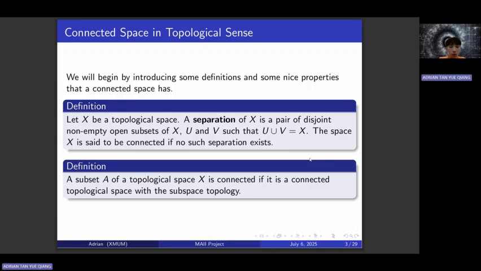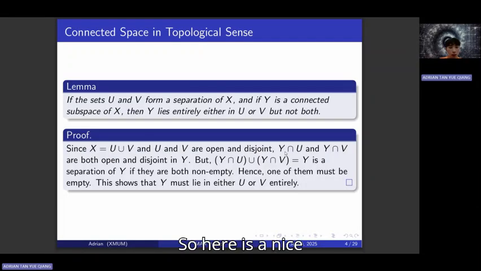So we say that a space X is connected if you cannot find such a separation. If you can find such a separation, then it is disconnected. Naturally, in the space X, you want to talk about connected subspaces also. A connected subspace has the same definition as above, but we talk about it in the subspace topology. So here is a nice property of how a connected subspace in a disconnected space looks like.